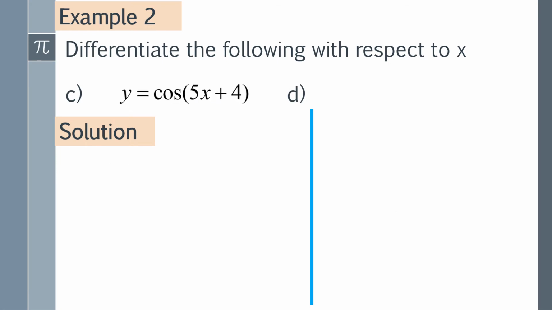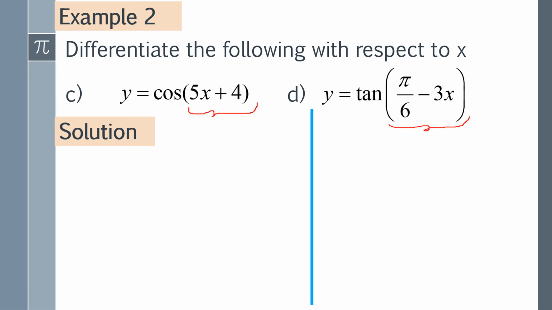Example 2. Differentiate the following with respect to x. C, y equal to cos 5x plus 4. D, y equal to the tangent of pi over 6 minus 3x. If you look at this example, the angle is 5x plus 4, and then the angle is pi over 6 minus 3x. The first step, we differentiate trigo, then next we differentiate the angle.